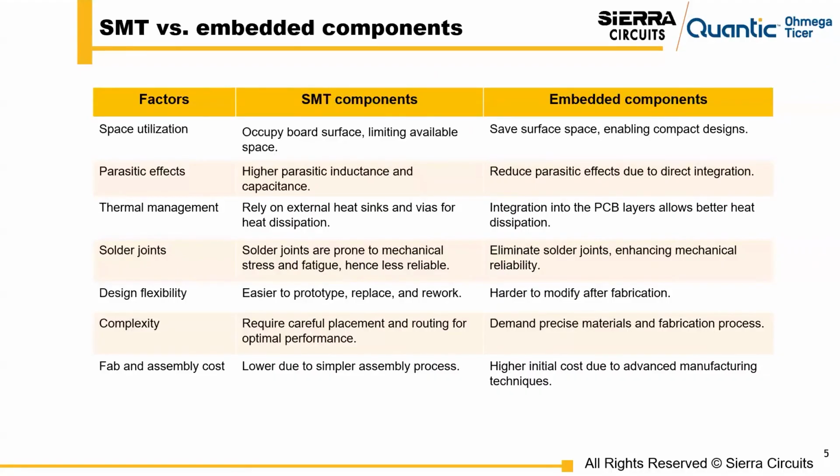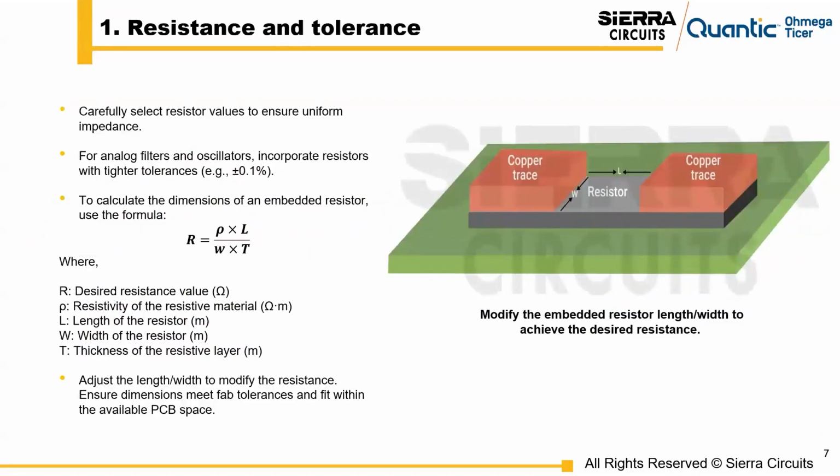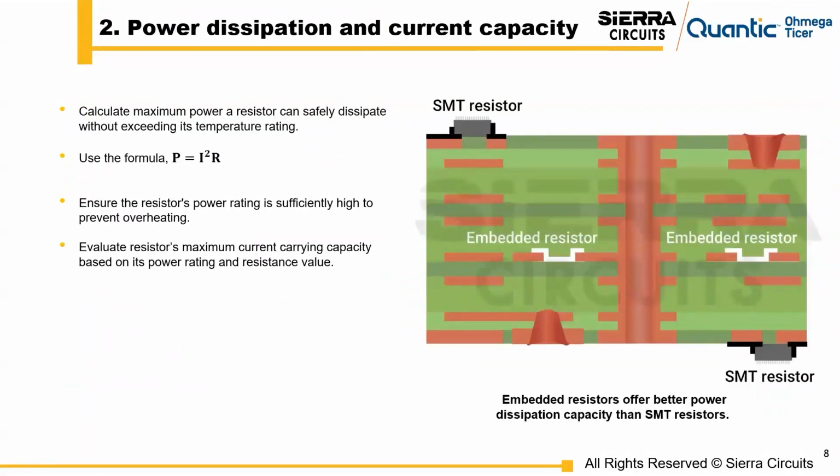So these are some of the considerations that you need when you're selecting embedded resistors. You want to think about the resistance and the tolerance that you're looking for. So choosing values so that you maintain consistent impedance throughout the circuit. And then you also want to be able to modify the length or width of the resistor to adjust the resistance value. And you want to verify that all of this aligns with your PCB manufacturer's capabilities, and it fits your stack up. So we'll be going over that.